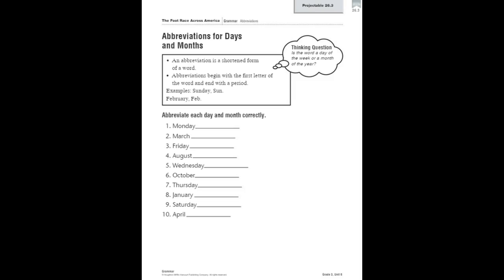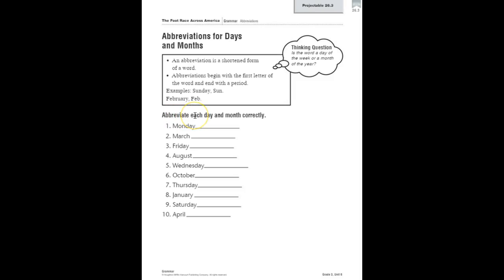Now, an abbreviation is a shortened form of a word. Most abbreviations begin with capital letters and end with a period. So, for example, Sunday becomes S-U-N, period. Okay, we have a capital S for Sunday, a period that just says there's more to the word, but we're going to shorten it. Okay, February becomes Feb.